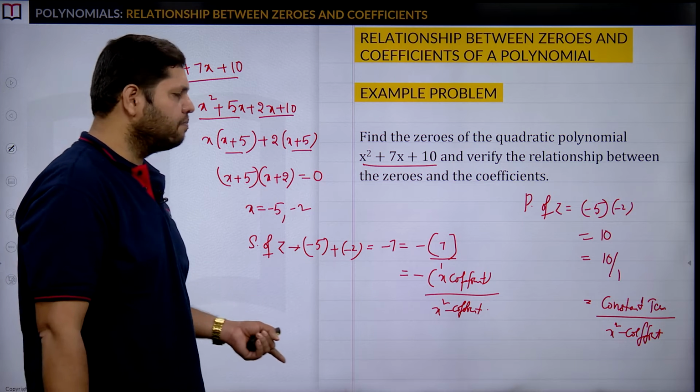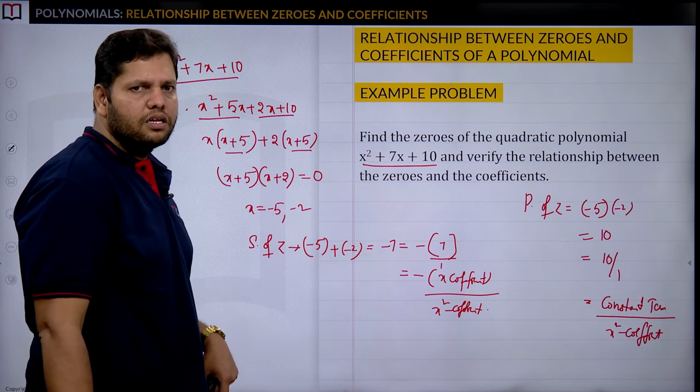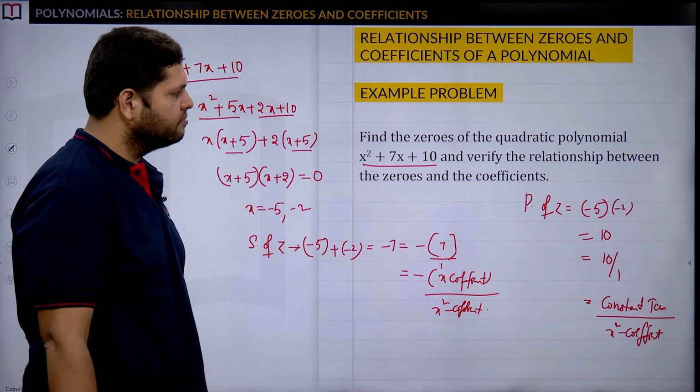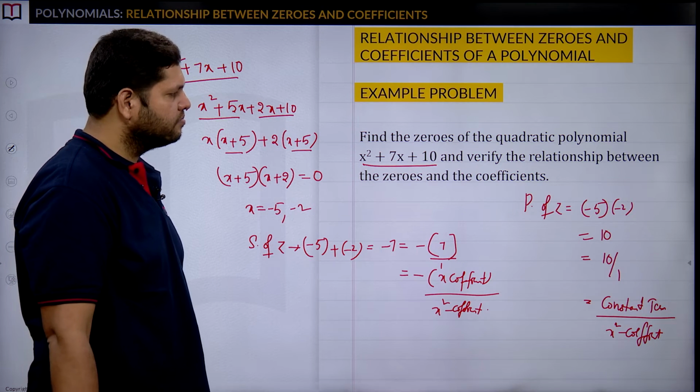Okay. So, this is what, children? What we are getting as the answer is a relationship between the zeros of the polynomial and the coefficients of the polynomial. Clear, children? Any doubts? Okay.